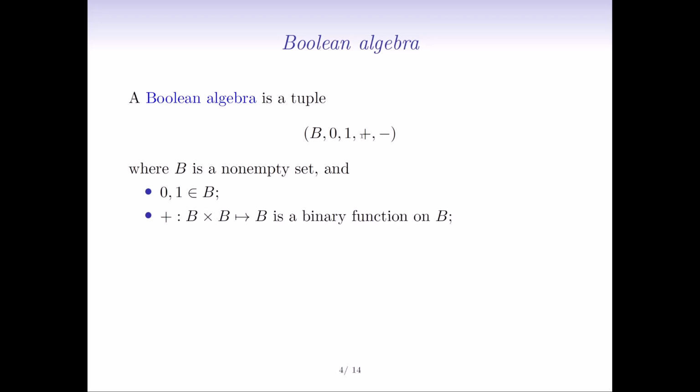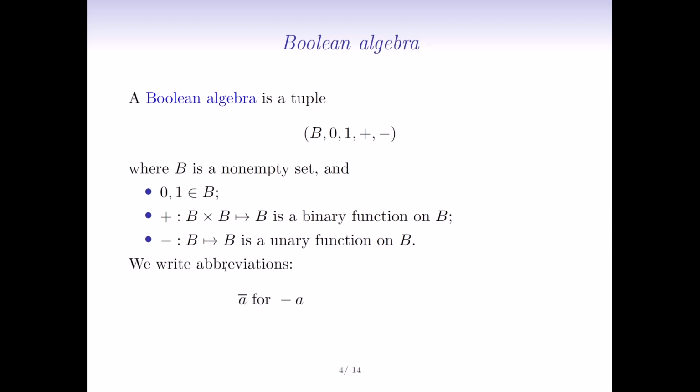And then plus has to be a so-called binary function on B. So plus is a function. It takes in two elements in B and returns another element in B, just like addition on the natural numbers, for example. But here you should really think of plus as being a lot like the logical connective OR. Next, we should also have a unary function on B, which is called minus, so it has type B arrow B. And I think it should be thought of as being the same as negation in propositional logic.